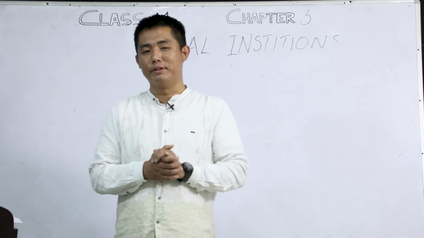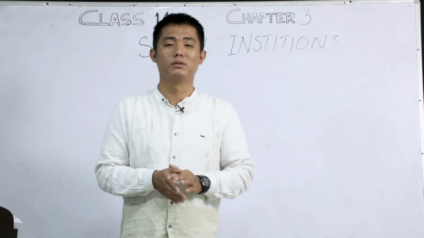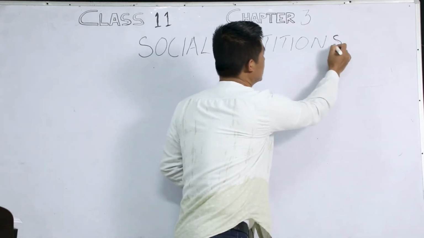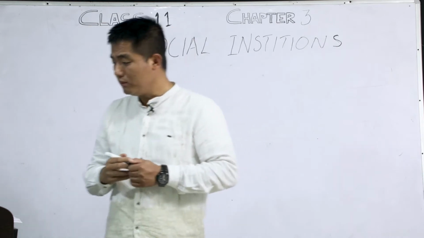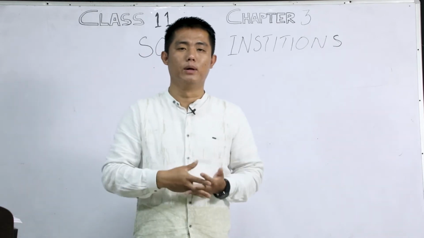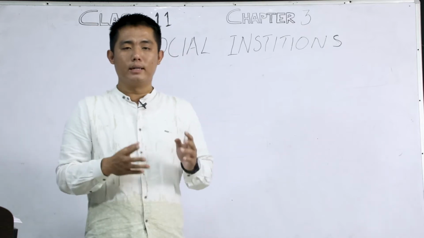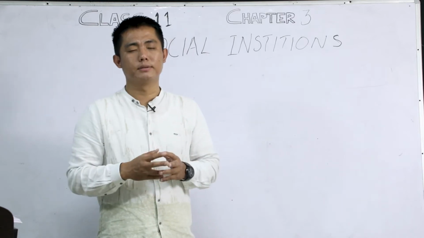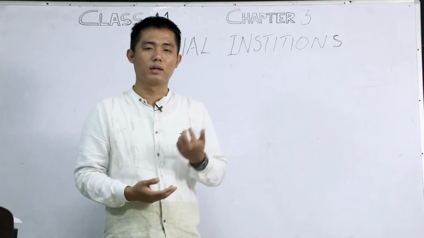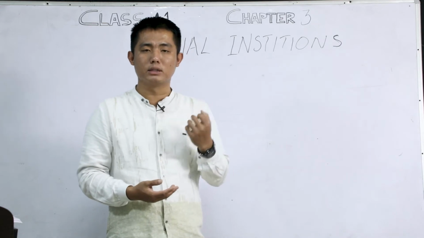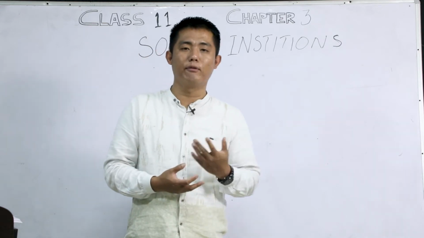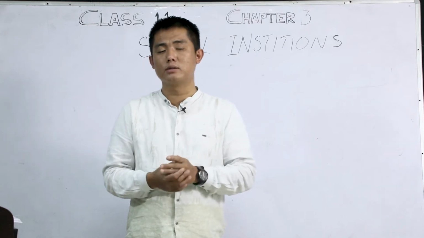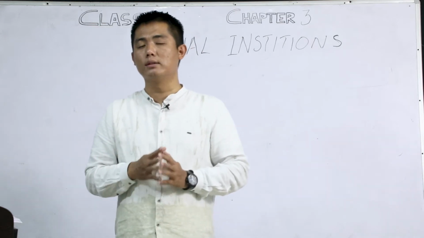In my previous class we started a new topic, your third unit, which was on social institutions. Under social institutions, we discussed what a social institution is, and we also started with one of the social institutions, which is marriage. We discussed what marriage is, the definition according to Malinowski, and the definition given by Alfred.